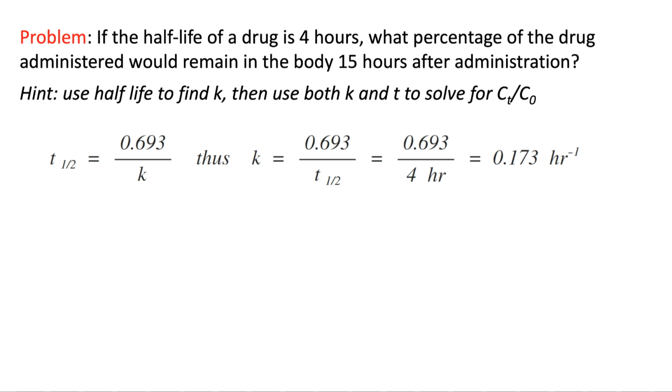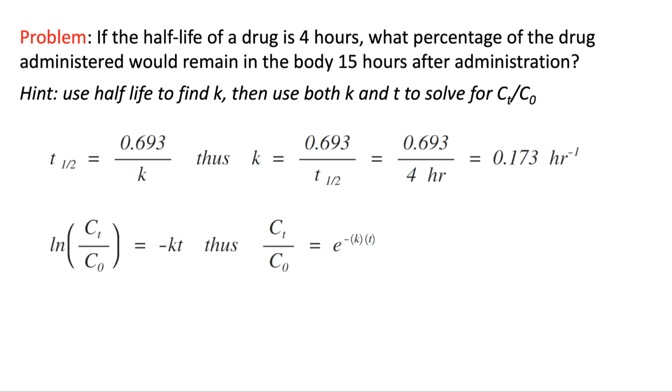So I'm just expressing that unit as reciprocal hours, hours to the negative 1. Okay, so all I've done is used my half-life formula that said that half-life is 0.693 divided by K, rearranging that, saying, well, that means K is equal to 0.693 divided by half-life, and since my half-life is 4, I do the math. For this drug, the K elimination is equal to 0.173 reciprocal hours.